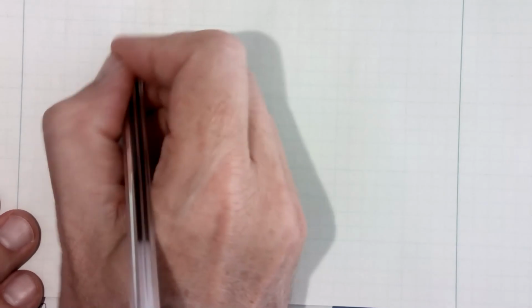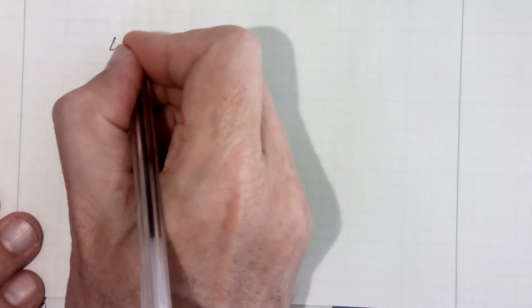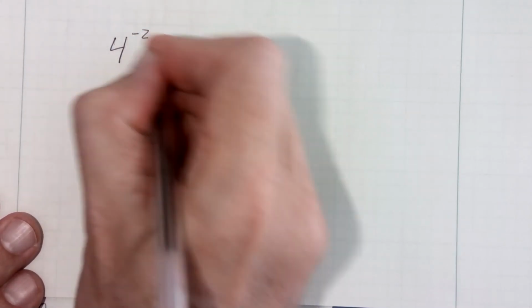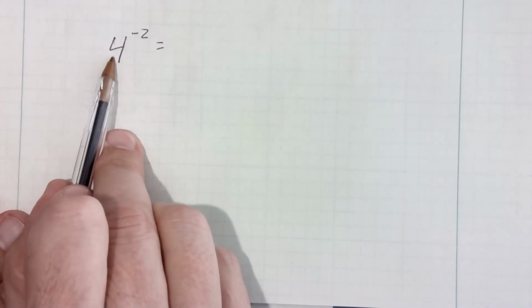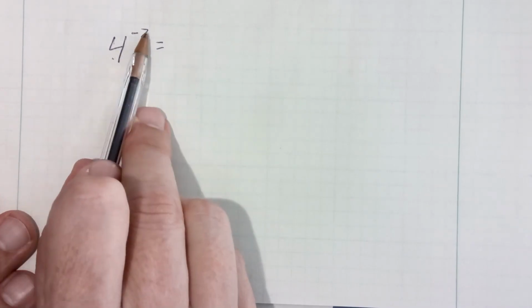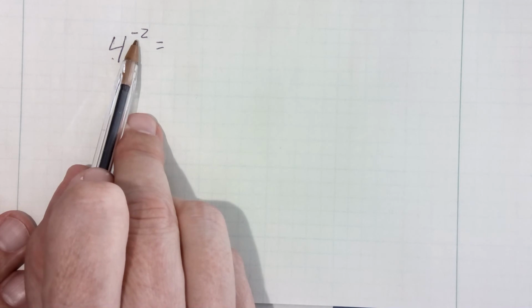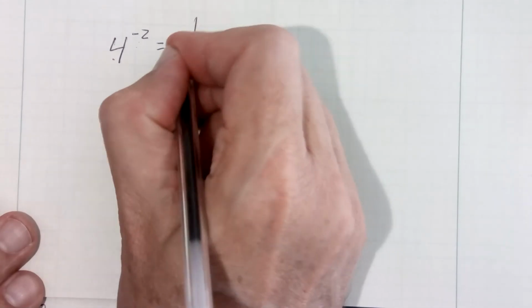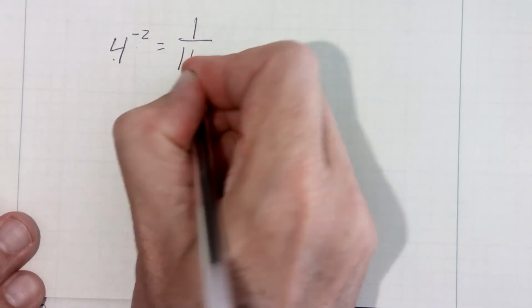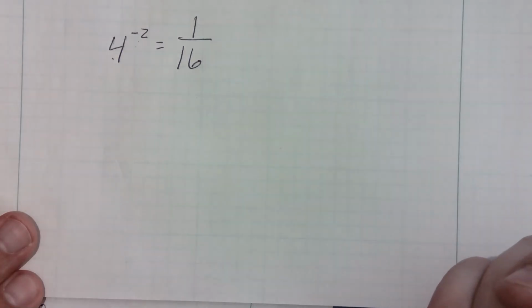So let's do a couple examples really quickly. If I was to give you 4 to the negative 2 power, that still means I'm going to do 4 times 4, but I'm going to do its reciprocal, or 1 divided by 4 times 4. So I get 1/16.